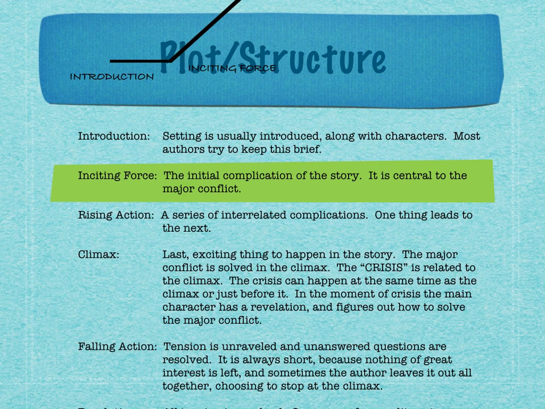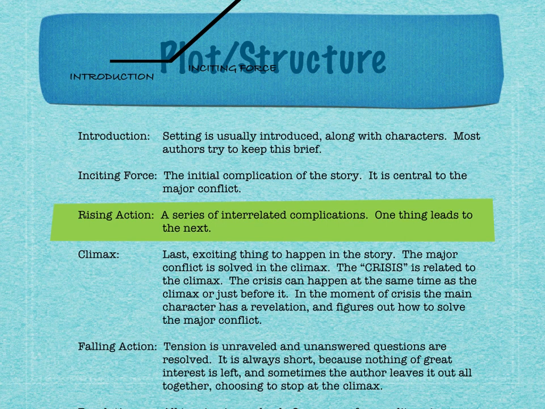And so if you want to identify the inciting force, you've got to really figure out what the conflict of the story is, and then you've got to work your way backwards. When did that major conflict first get introduced? What was the first thing that happened in the story that we could say started the character off having to solve a problem, a major conflict? So like it says here, it's central to the main conflict.